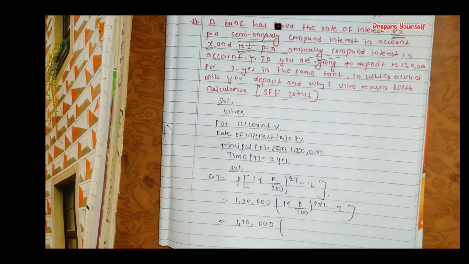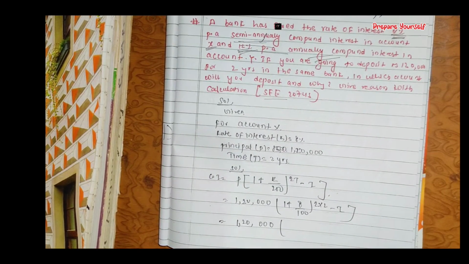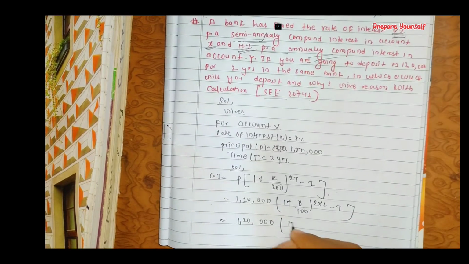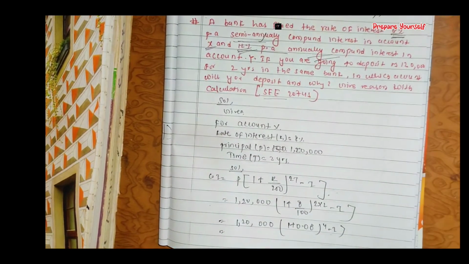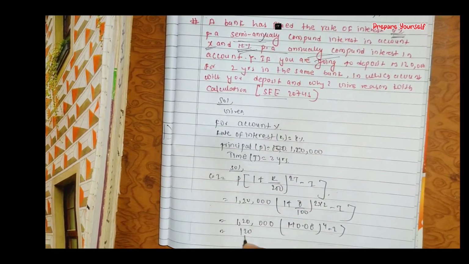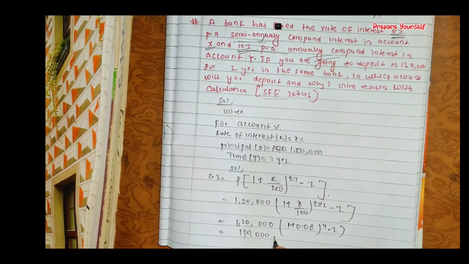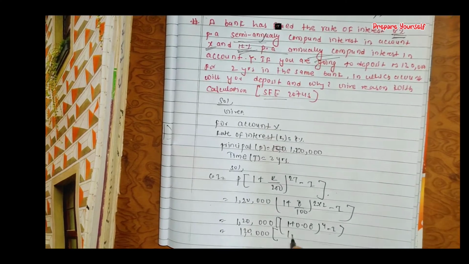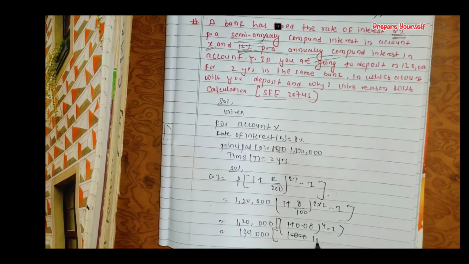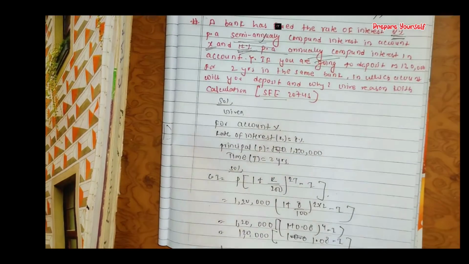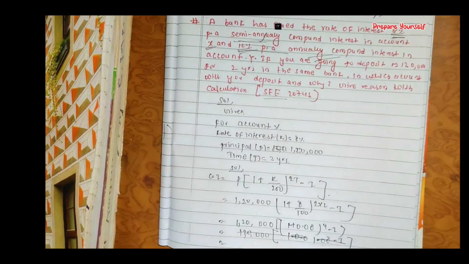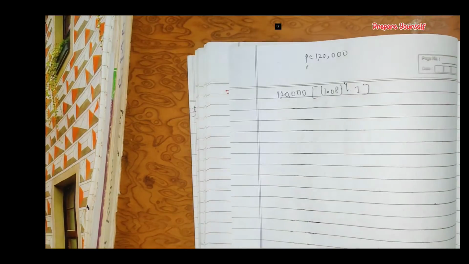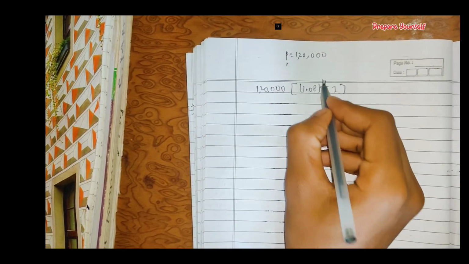1,20,000. So when we divide 8 by 100, we will get 0.08, plus 1, 1.08, minus 1. Now we have to add 1 also. Sorry, this is 1.08, minus 1. Wait for a while, I am just turning the page. So we have forgotten that this is power 4.